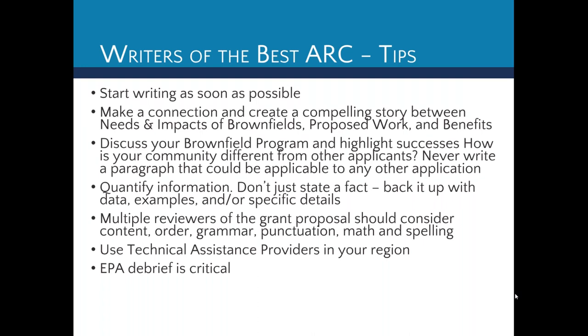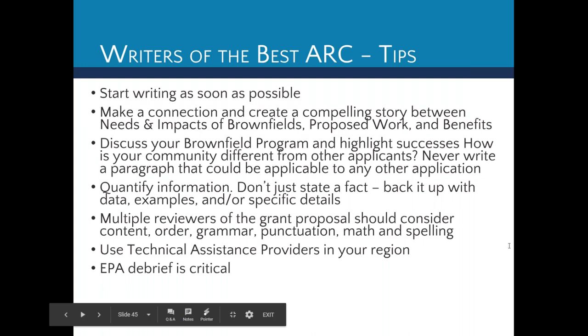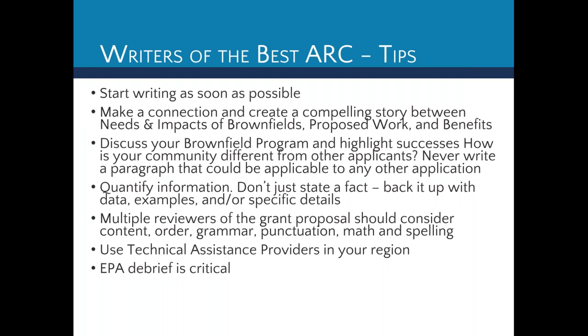One of the things that I've heard recently from our EPA project officer is, if you have a current brownfields program, to highlight those successful projects and explain the need for additional funding to build on previous successes that you've had. Explain how your community is different than other applicants, and don't write a general paragraph that could be applicable to any other application. It's been stressed numerous times to me how important it is to quantify information. You don't want to just state a fact. You want to be able to back it up with data, examples, specific details. If you don't do that, there's a really good chance you're going to lose points throughout the grant or on that particular section.